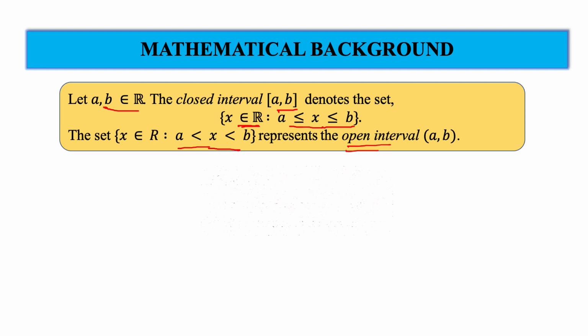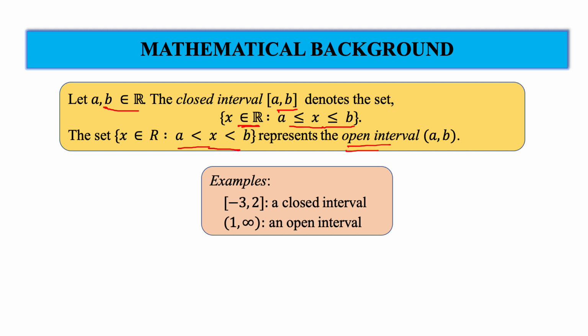Here is an example of a closed interval, [-3, 2]. It is the set of real numbers within the range of -3 to 2, inclusive of -3 and 2. Here is an example of an open interval which contains all the elements in the range from 1 to infinity, where 1 and infinity are not included.